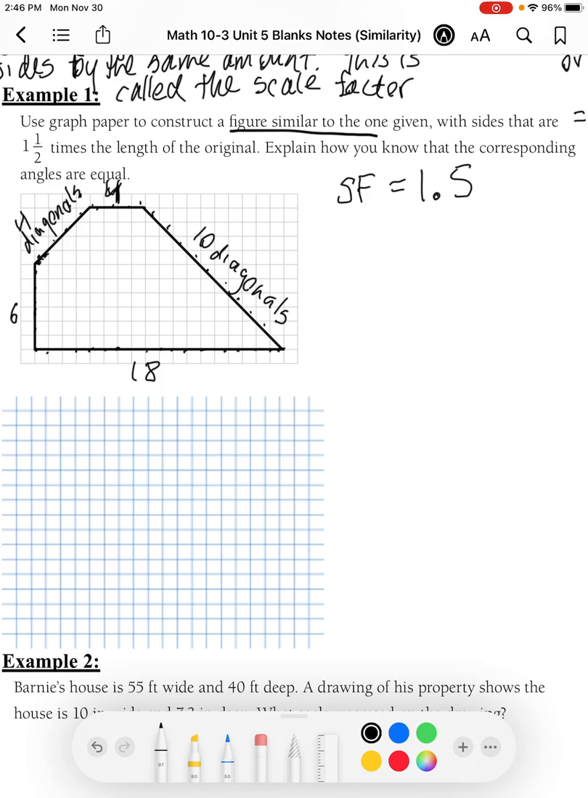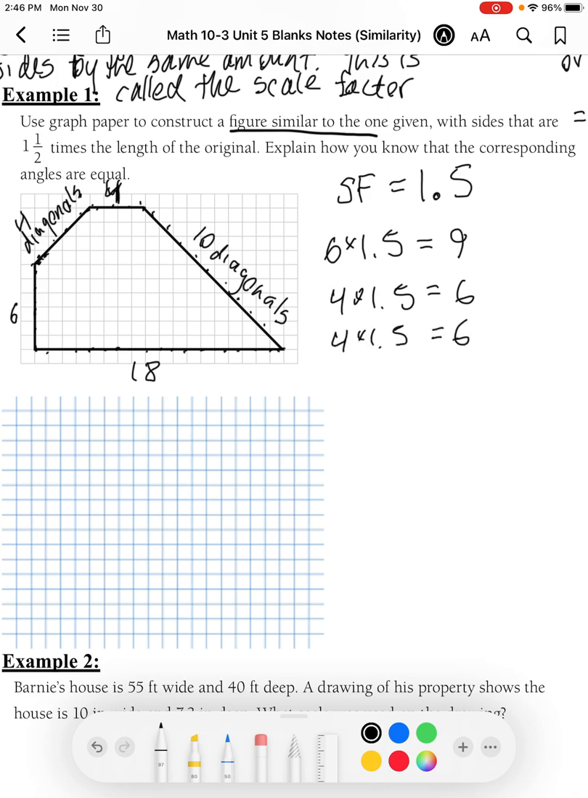Okay, now what I need to do is multiply all of those values by 1.5 to get my new diagram. So if I start with the 6 and go 6 times 1.5, that's equal to 9. And then 4 times 1.5 is equal to 6. And then I'll do the same thing. I'm starting down here and just working my way around. 4 times 1.5 is also equal to 6.